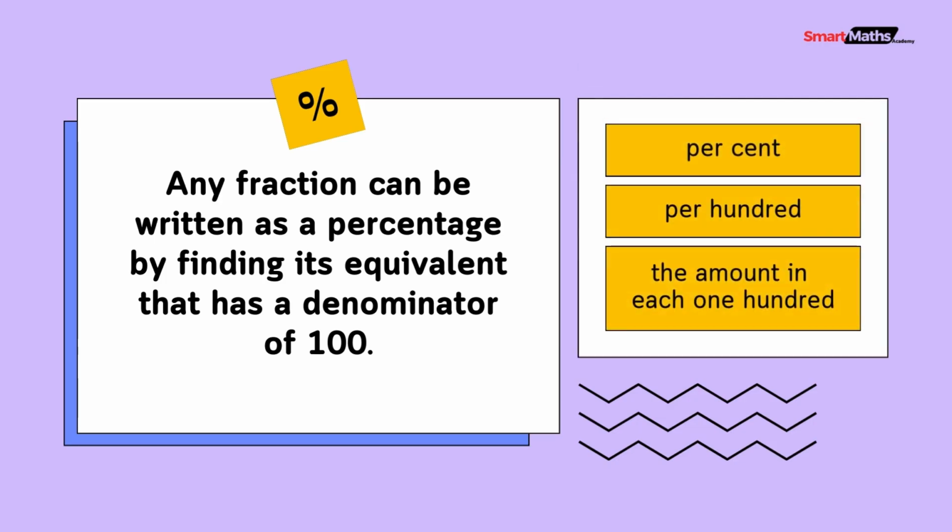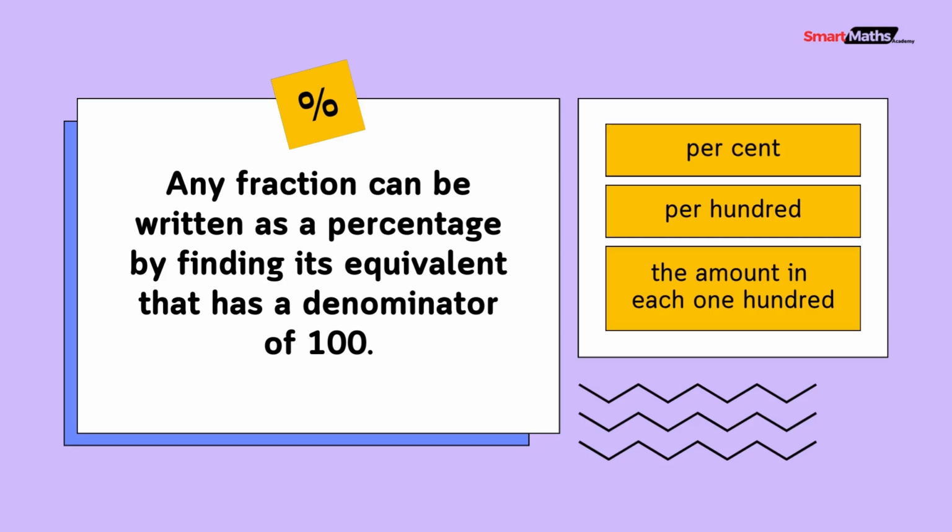The next one is percentages. We've seen how we've converted fractions to equivalent fractions. Let's now look at this: any fraction can be written as a percentage by finding its equivalent that has a denominator of 100. So that has a denominator of what? 100. Percent means per 100. We talked about that in our previous video.